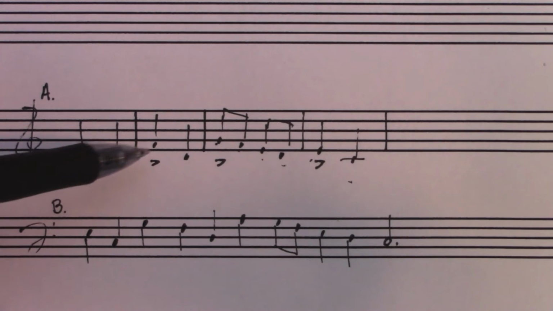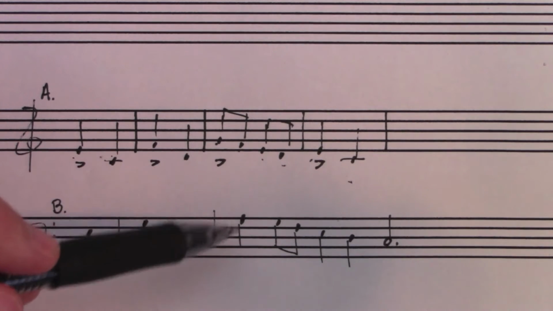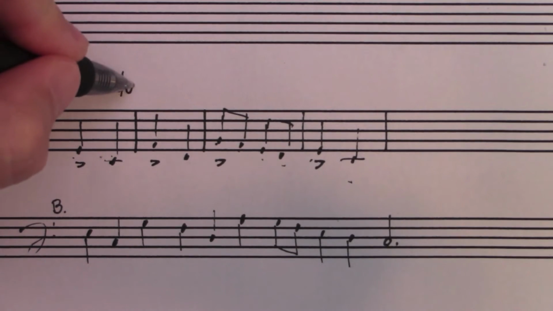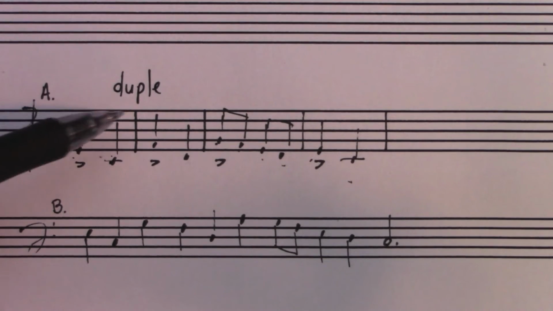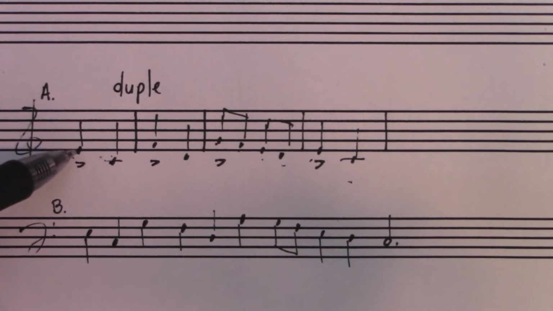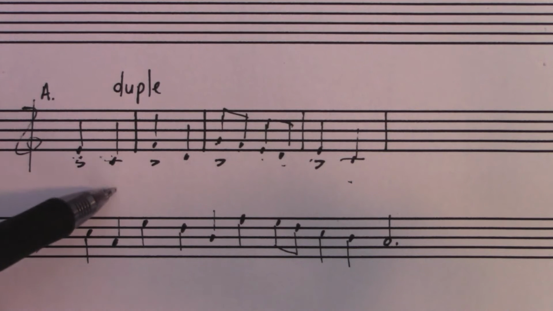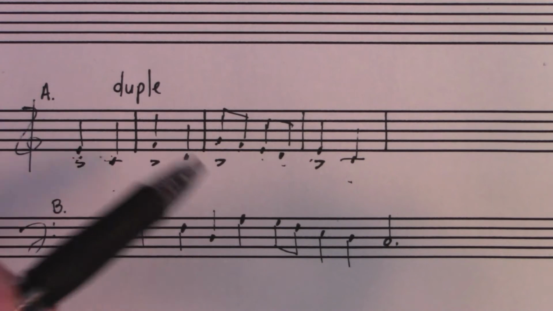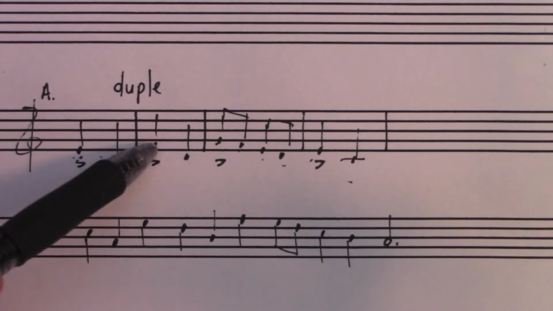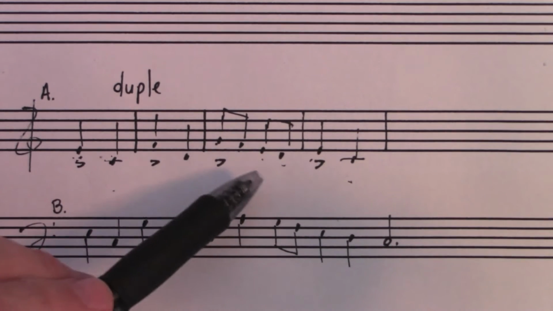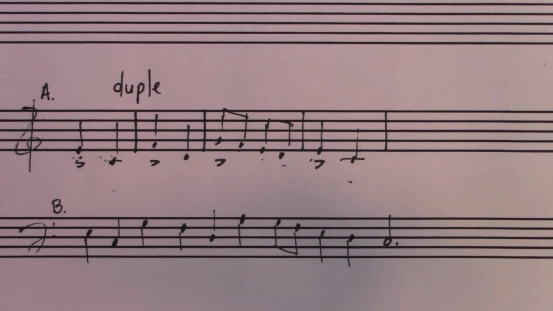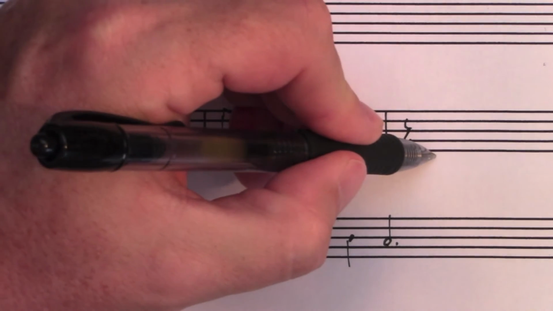And we call this duple meter. Duple means 2. So duple meter is any meter where you have 2 beats in every measure. Now, I didn't say 2 notes, 2 beats. Here we have 2 notes, here we have 2 notes, here we have 4 notes, but it's still 2 quarter notes worth of stuff. And remember, rests count as well.